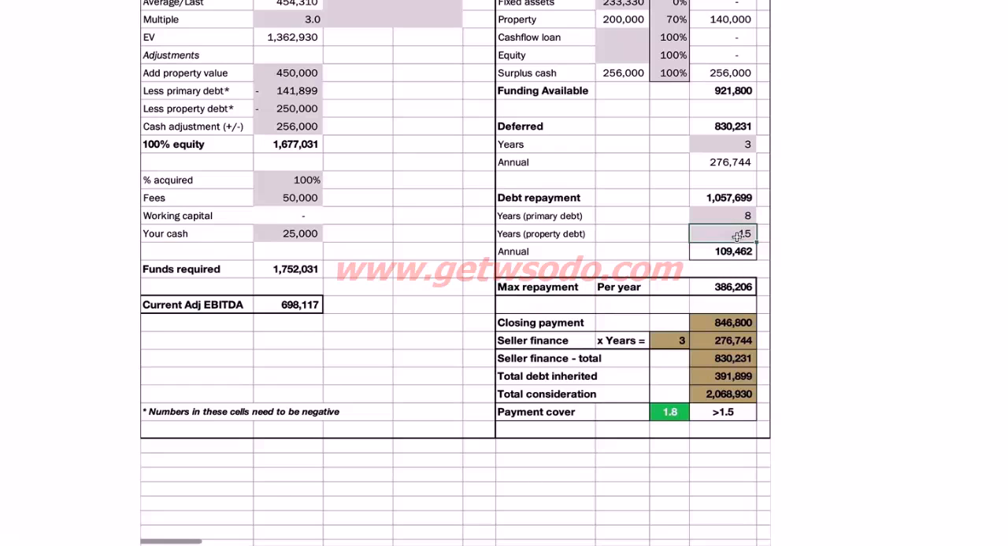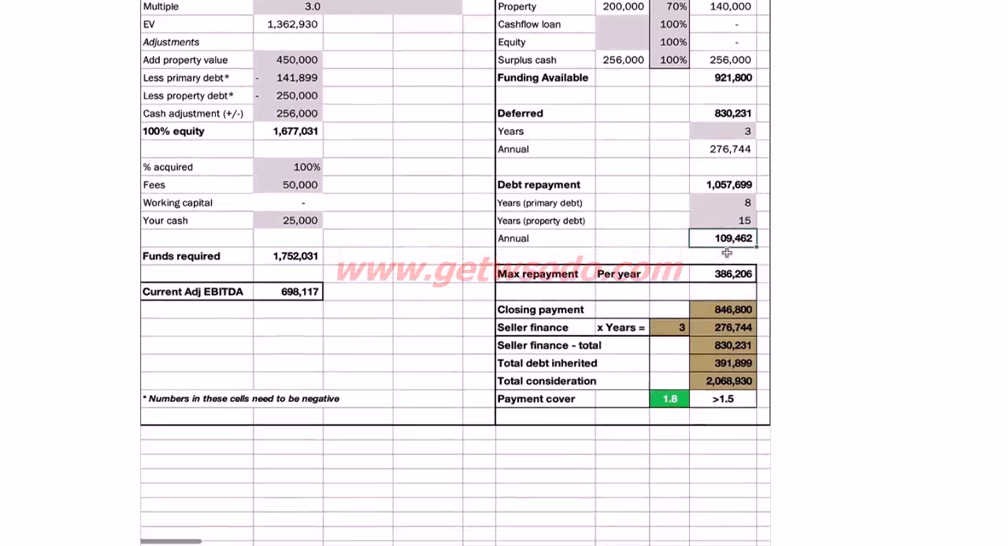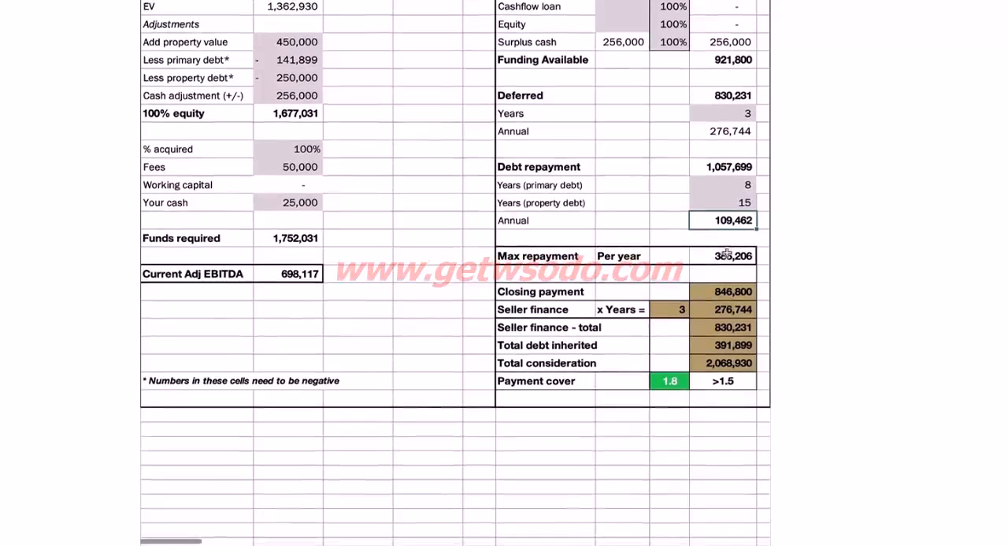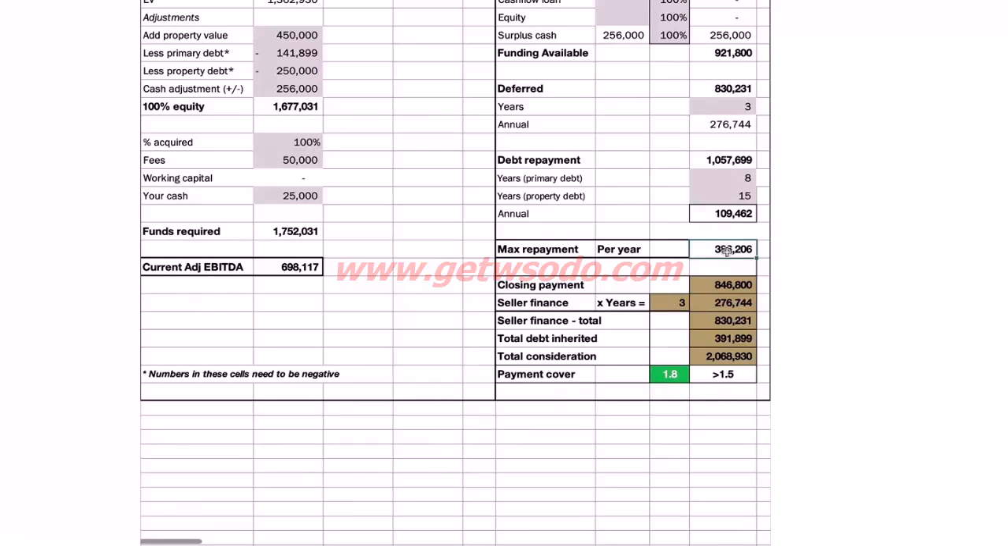So whilst I've got $276,774 to pay back each year for seller financing, I've got about another $110,000 a year of cash also to pay out for the financing, the external financing to buy the business. So that means that I need to cover $386,000 and change per year for the next few years in order to buy this business. So still with me? Great.